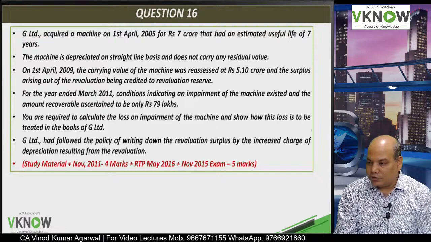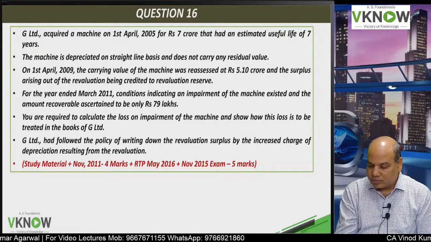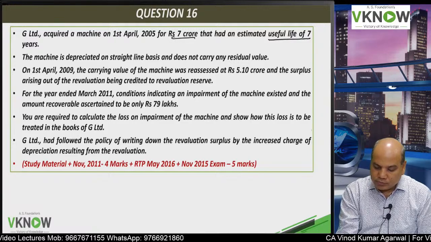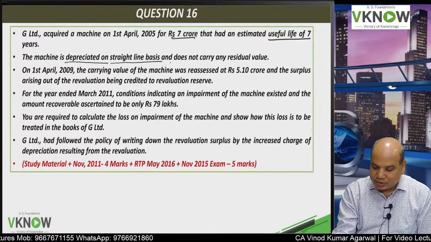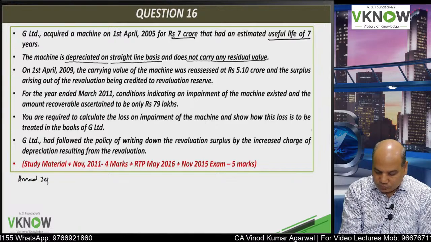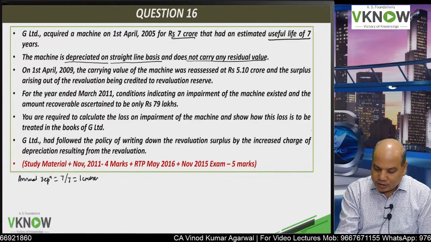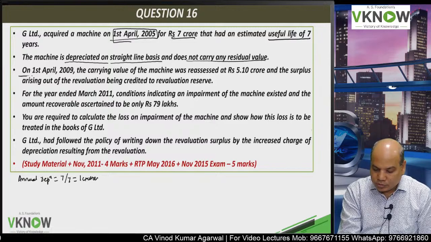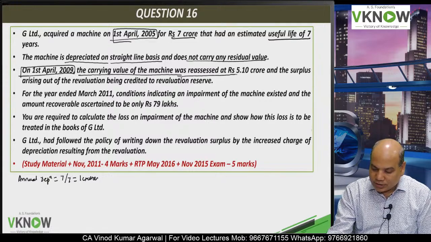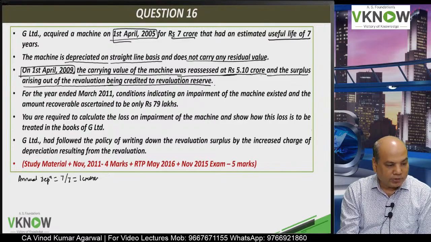G Limited acquired a machine on 1st April 2005 for rupees 7 crore. That has an estimated useful life of 7 years. 7 crore is the cost, life is 7 years. The machine is depreciated on straight line basis and does not have residual value. So your annual depreciation will be 7 crore divided by 7 years, that is 1 crore. And it was purchased on 1st April 2005. On 1st April 2009, the carrying value of the machine was reassessed at rupees 5.10 crore and the surplus arising out of revaluation is credited to revaluation reserve.